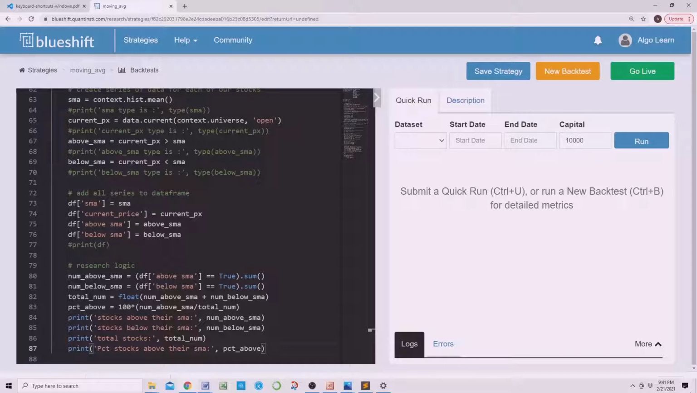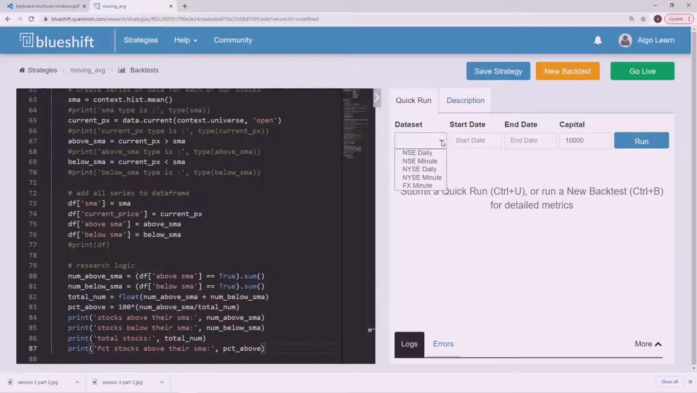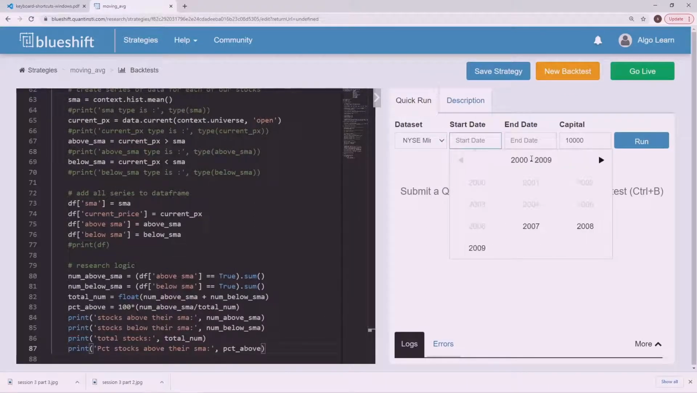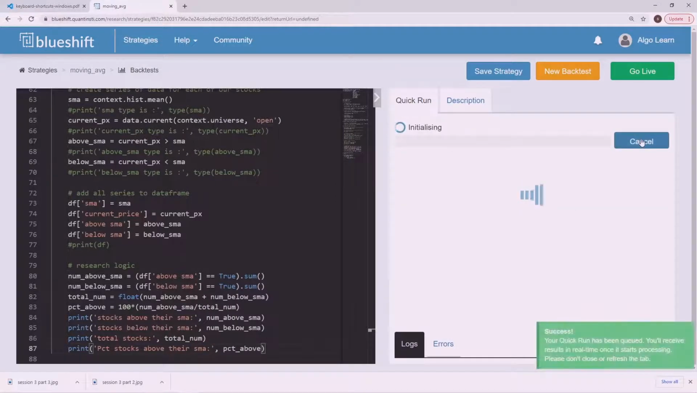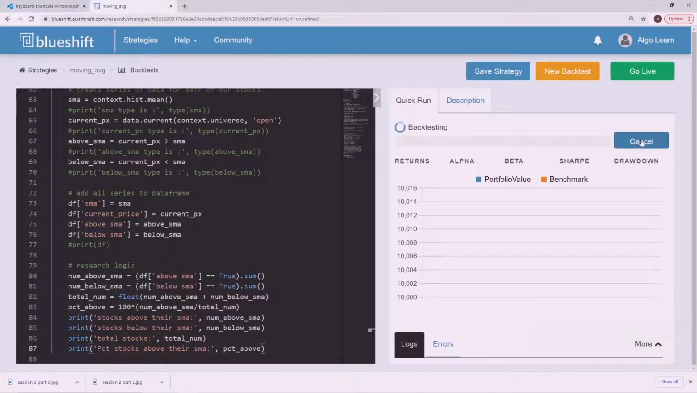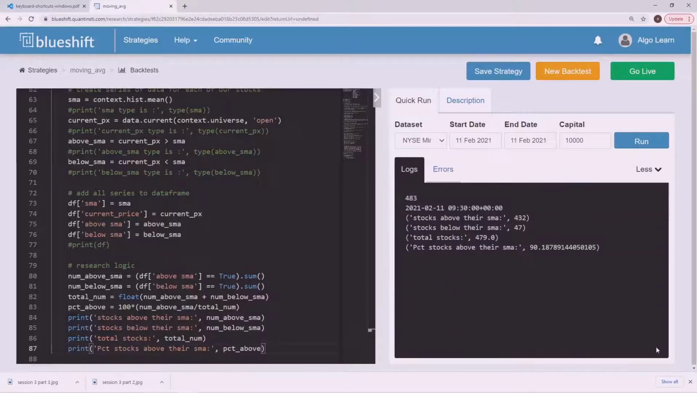All right, so let's go ahead and pick a day. Let's just go to February 11th, and let's go ahead and run this, and let's see what our data is for February 11th. And hopefully we'll get there without too many syntax errors. Good. So on February 11th, here we go.